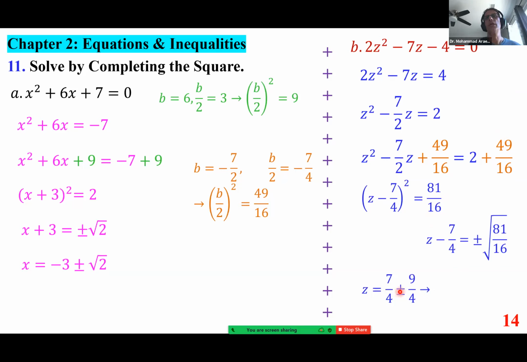So if we subtract this, 7 minus 9, 2 over 4 is 1/2. If we add them up, 7 plus 9, 16 over 4 is positive 4. So I'm assuming we can add them up easily. It's elementary.